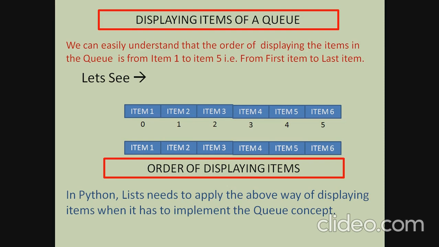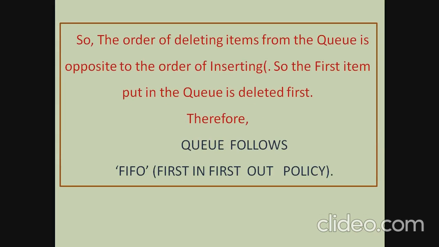So I think you have understood how a list should be used for applying a queue as a Python programmer. We can summarize. Insertion is done at the rear end. Deletion is done from the front. And displaying is also done from the front. So we can well understand that the order of deletion of items from the queue is opposite to the order of inserting items in the queue.